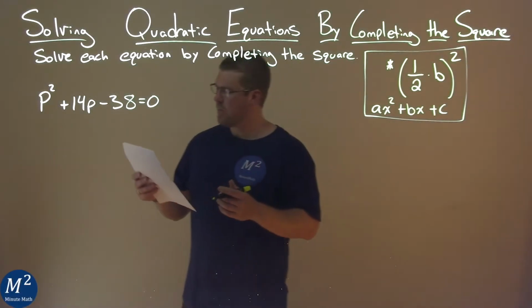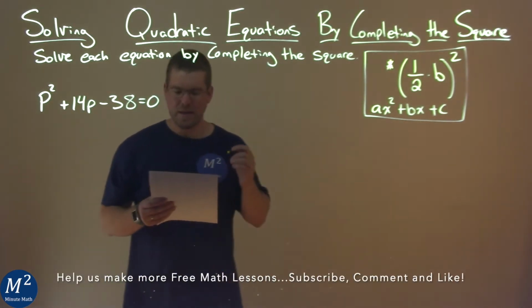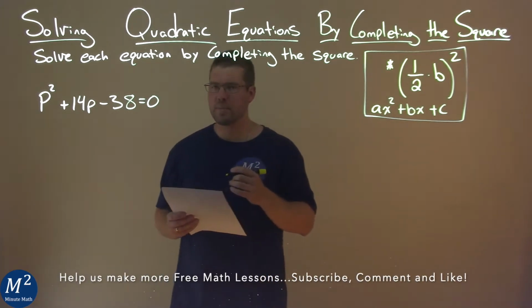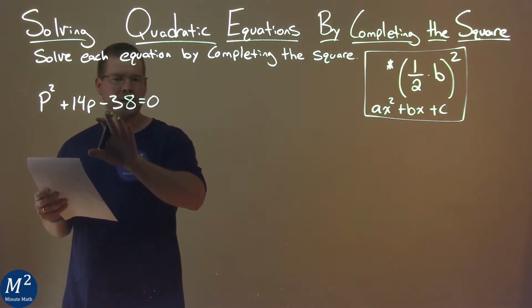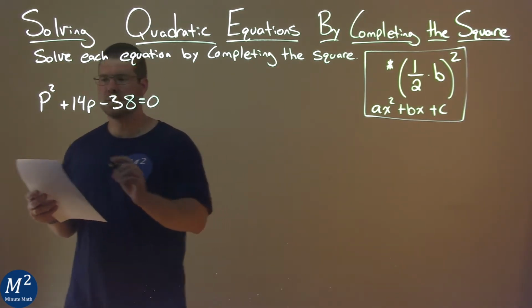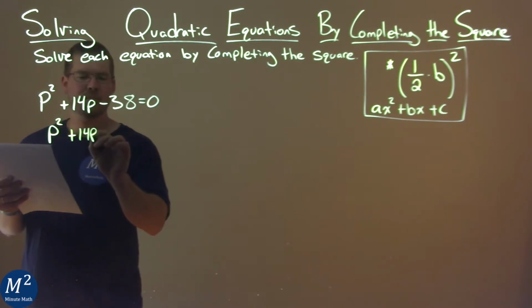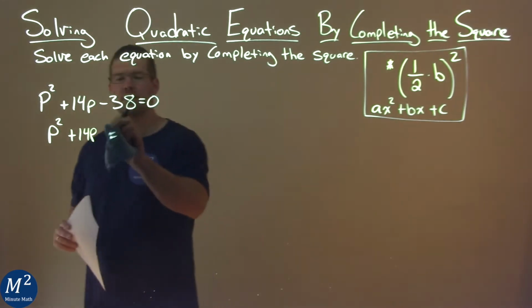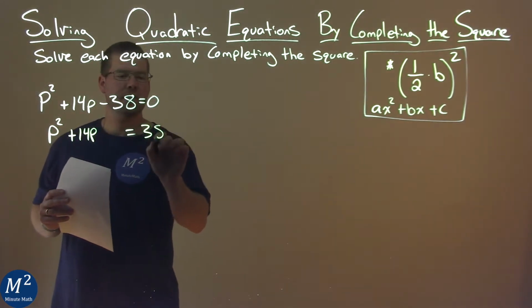We're given this problem right here, p squared plus 14p minus 38 equals 0, and we need to solve this by completing the square. So the tricky thing here is we want to really bring this c value over to the right-hand side. So we have p squared plus 14p is now equal to, well, let's give some space here, equal to a positive 38.